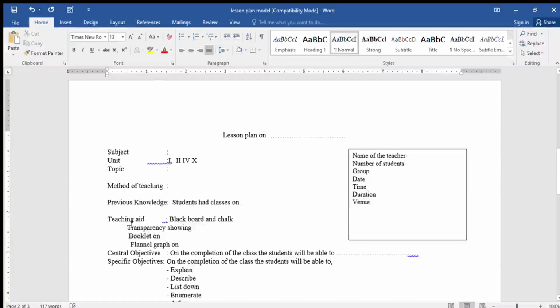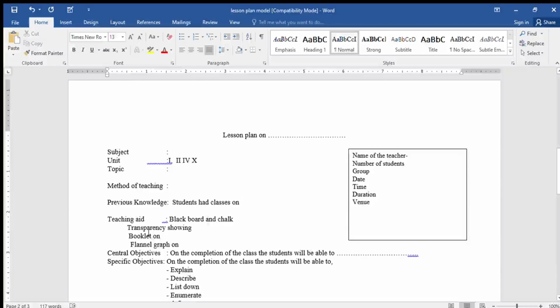Then the teaching aids, also known as AV aids. Of course, there will be blackboard and chalk if you are taking it in the classroom, or the transparency for the OHP. They never write OHP, because OHP is the overhead projector. The machine is the OHP. OHP is not our AV aid, but we are writing on a transparency.